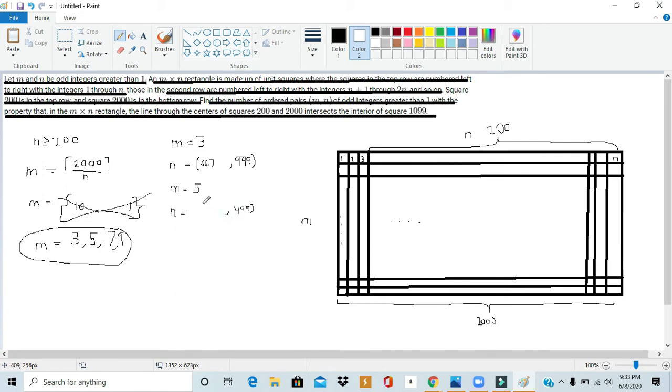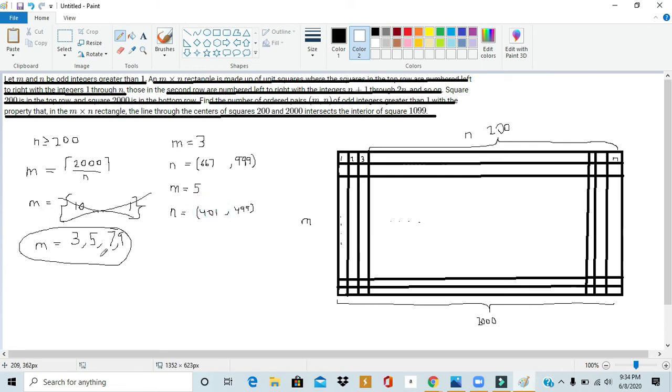To find the lower limit, we merely divide once again by 5. So we do that and we get 400. However, as we did with the previous case, we have to disregard 400 because we only take odd numbers, as the problem specifies again. So we take the next smallest odd number greater than 400, which is 401. So we get that when m is equal to 5, n is between 401 and 499.